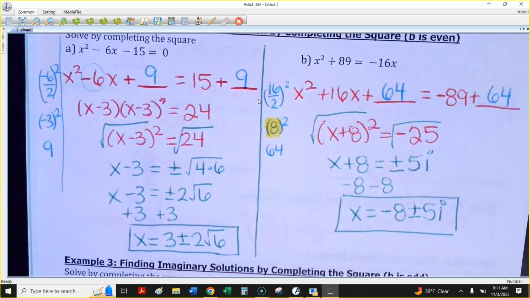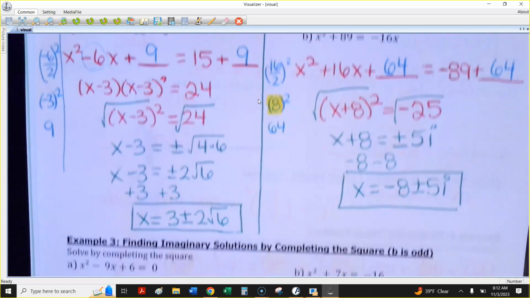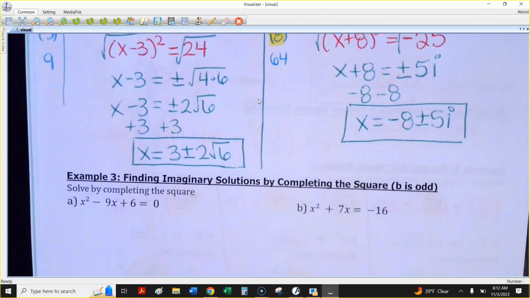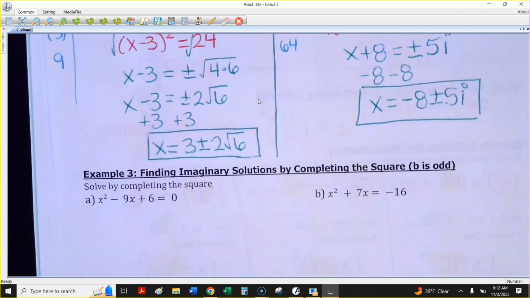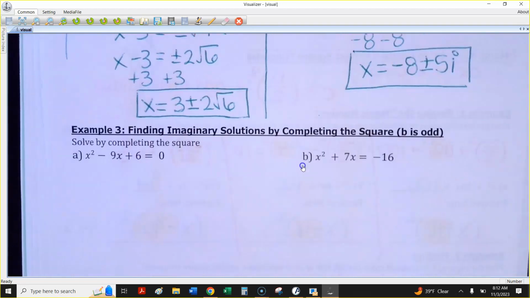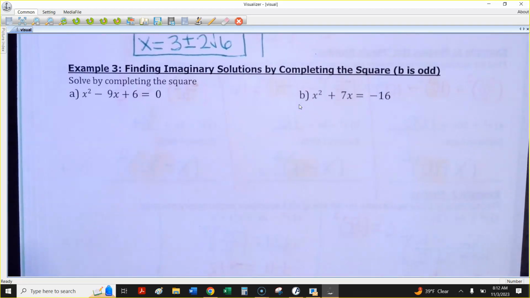Is anybody having a question? Okay, now I'm not going to lie to you. If the b value is an odd number, like it's going to be in these two examples down here, this is a little bit more garbagey to work with because you're going to have some fractions, but it's not a big deal. You can handle a fraction, I promise.